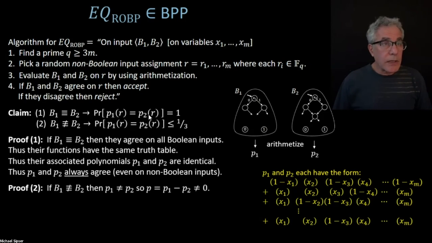Okay, so that means that the probability that if you evaluate the two polynomials at a random place, whether they'll be equal, that's a certainty. Because in fact, in this case, P1 and P2 are the same polynomial.